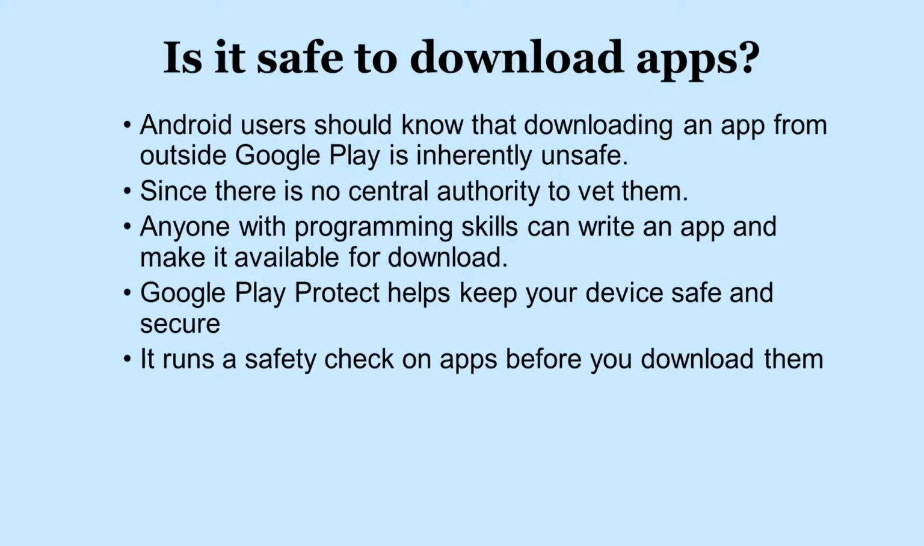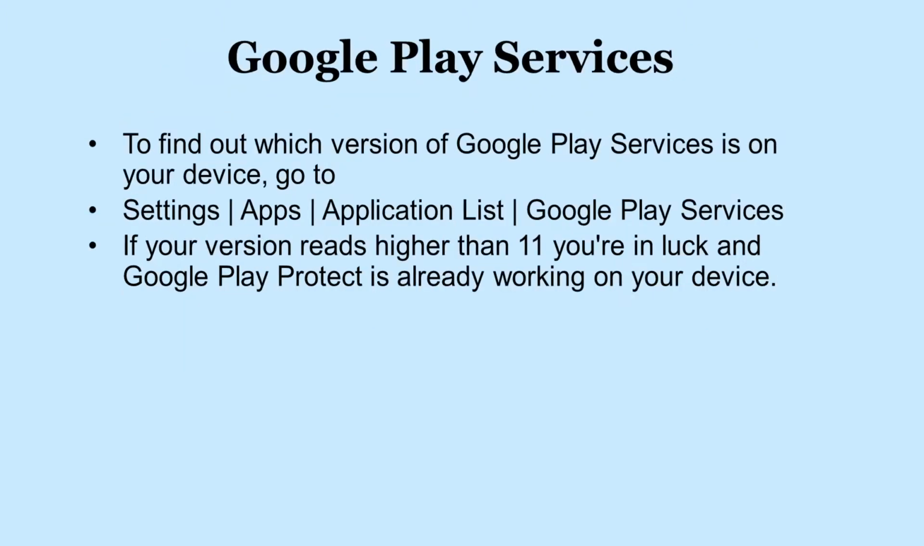Downloading an app from outside Google Play is inherently unsafe because there's no central authority to vet them, since anybody with programming skills can write an app and make it available for download. Google has introduced Google Play Protect, which helps keep your device safe and secure, and runs a safety check on apps before you download them. And this shows you how you can find out if your version is higher than version 11. Google Play Protect is already working on your device. It also is part of Google Play.